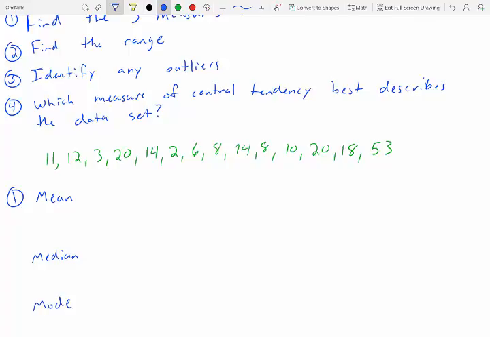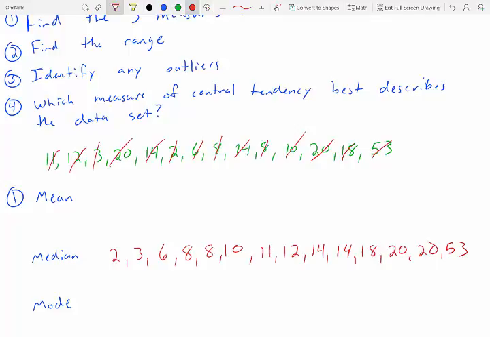Okay, so for median, we have to line them up least to greatest. And now we have to cross off. The easiest way to do it is just cross one off the end of each side until you get down to the middle. So we keep doing that. Cross one, cross one, cross one, cross one. We have two in the middle. So the way we find a median when we have an even number of data values is we take the middle of those two numbers. So the middle of 11 and 12 is 11.5. So there's my median.